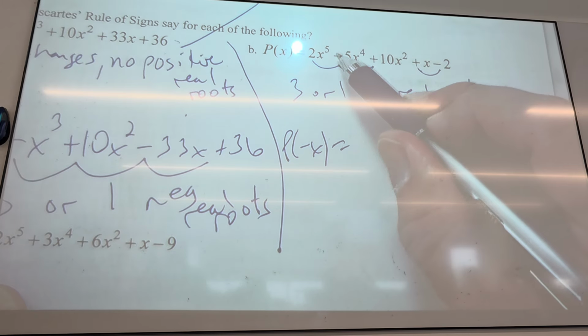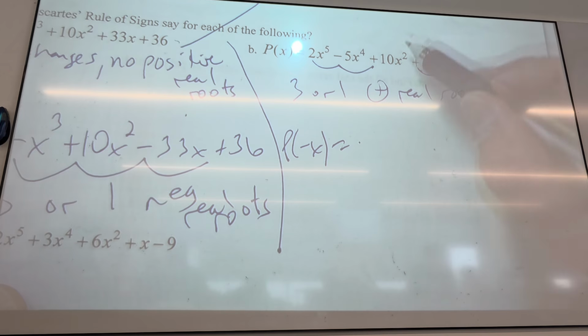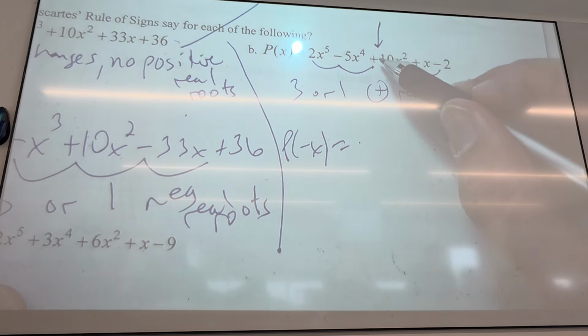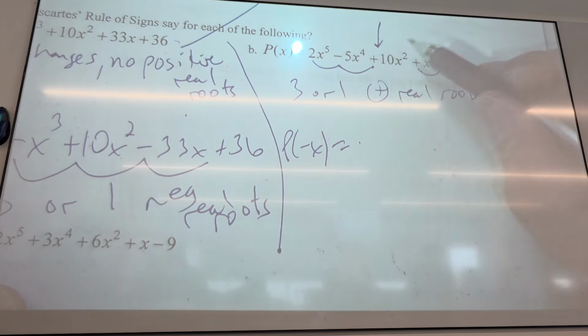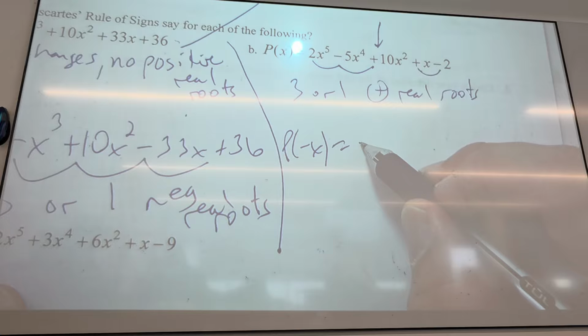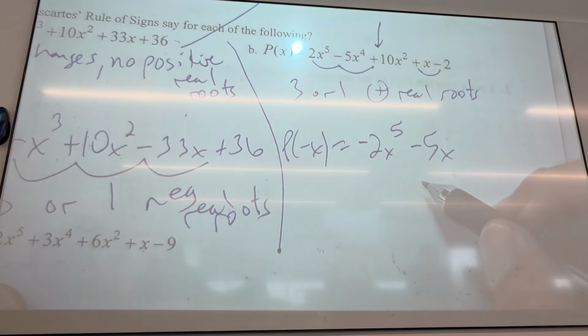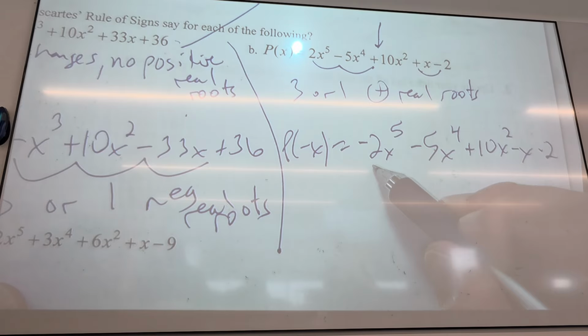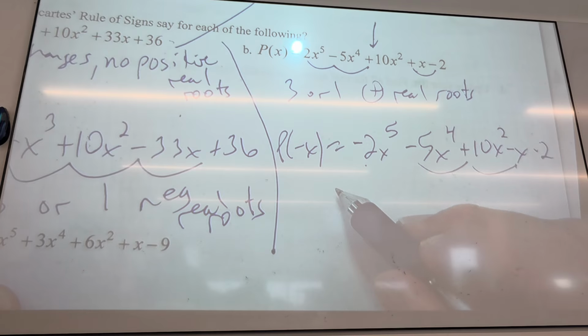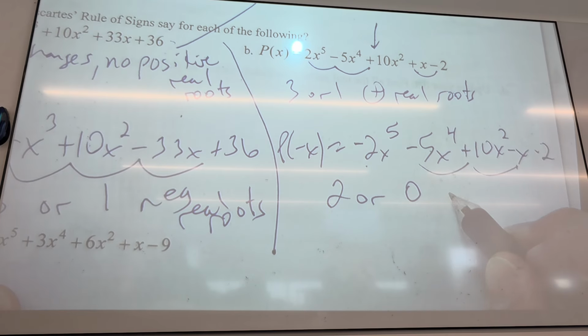When I plug a negative in, and by the way, it doesn't matter that it's missing a third power, which is nice. Is everybody cool with this shortcut? All the odd powers will change sign. All the even powers will stay the same sign. And now I see 1, 2. So it's going to be 2 or 0 negative real roots.